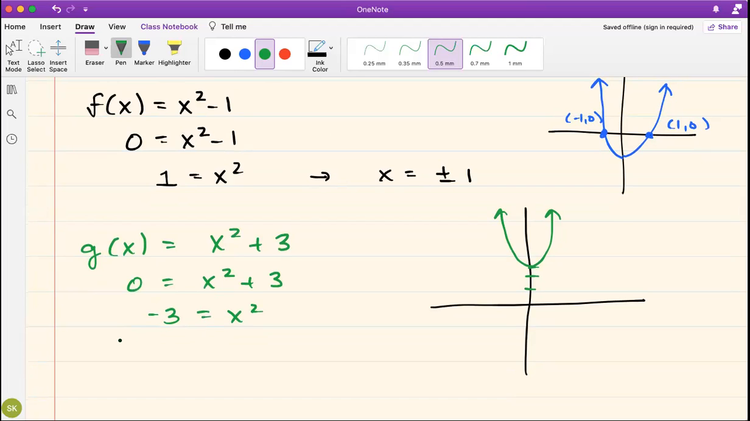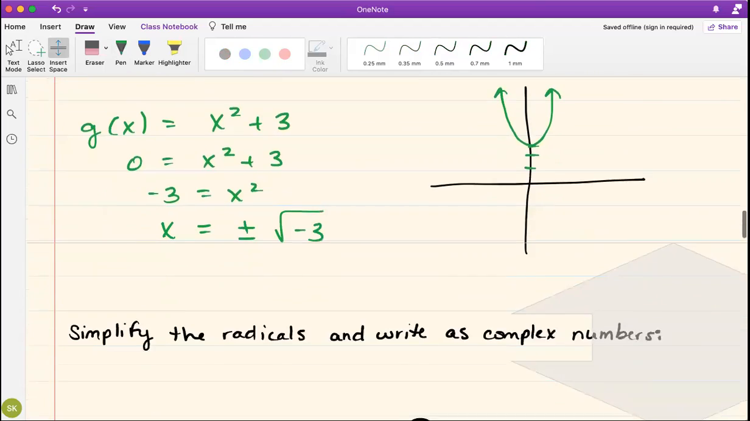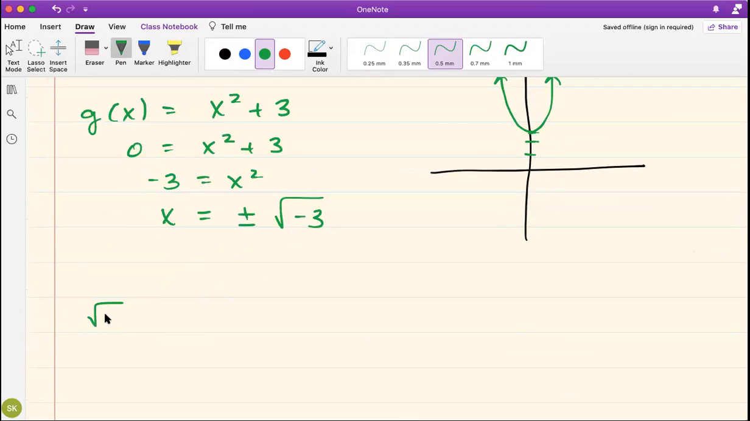Now, what we're actually going to do is take the square root of both sides, so we get x is plus or minus the square root of negative 3. And we're going to think of the square root of negative 3 as the following: the square root of negative 3 is the same thing as the square root of 3 times the square root of negative 1. And from here we define the square root of negative 1 as i. So what we're getting is the square root of 3 times i. So x is going to be plus or minus the square root of 3 times i, like that.